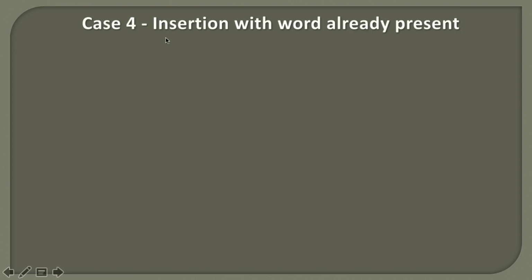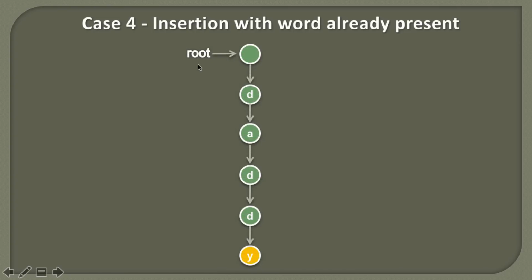Also friends, one final use case would be insertion of a word already present in the trie. So here let's suppose our trie consists of the word daddy. So it has 5 nodes which point to D, A, D, D, Y. And let's suppose we want to insert the word dad. So we know that dad is already present in this trie. But we need to perform some work to make sure that dad is inserted into this trie.